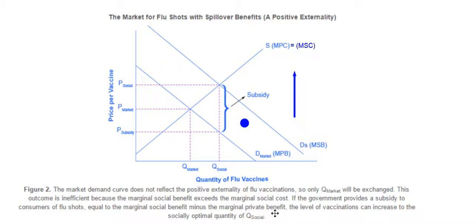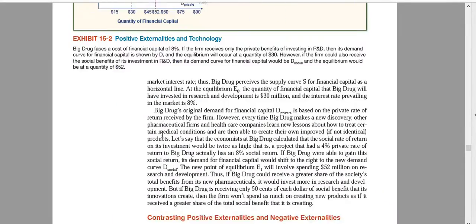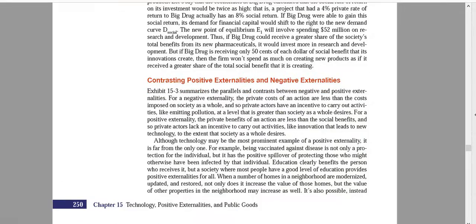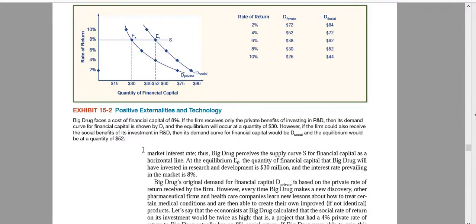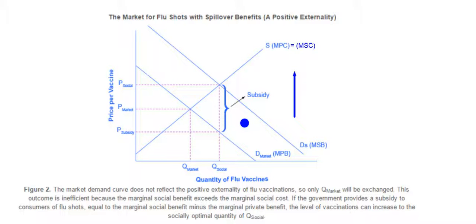In chapter 15, on page 250, your book talks about positive externalities as a result of advances in technology, and you can see that they're showing the demand curve shifting out and to the right, which is what happens. So I wanted to show you an example of that, and the example that we're using here is flu vaccines.